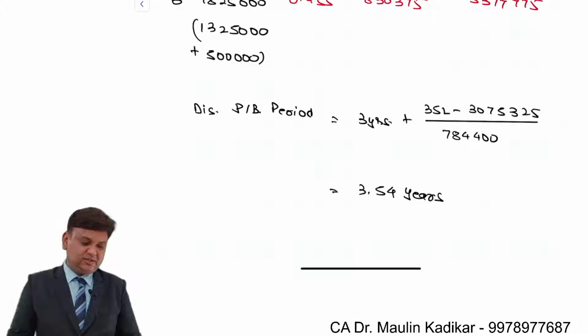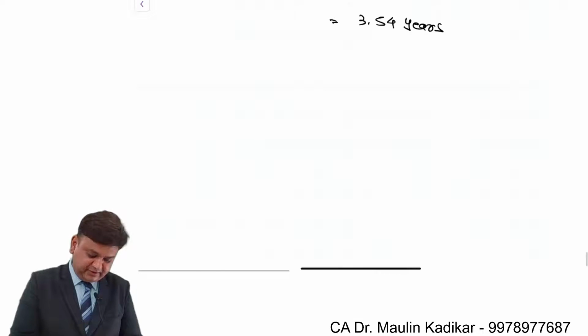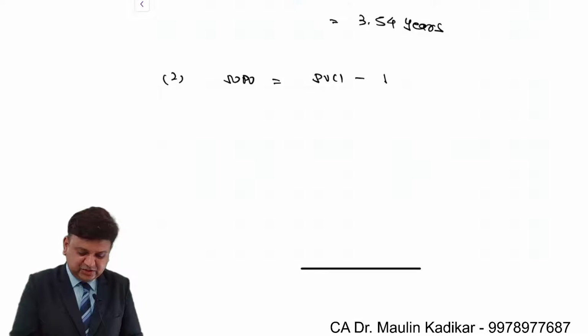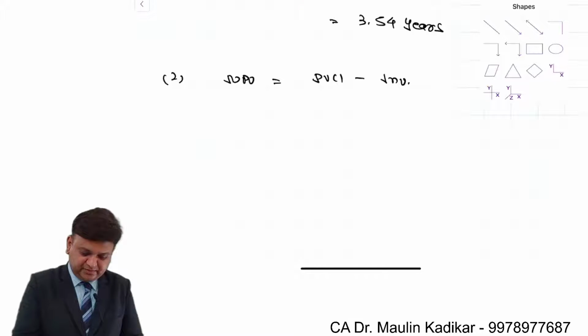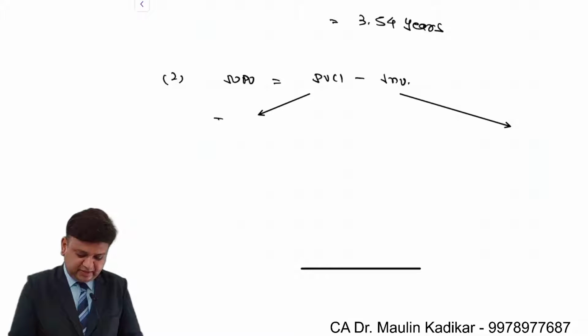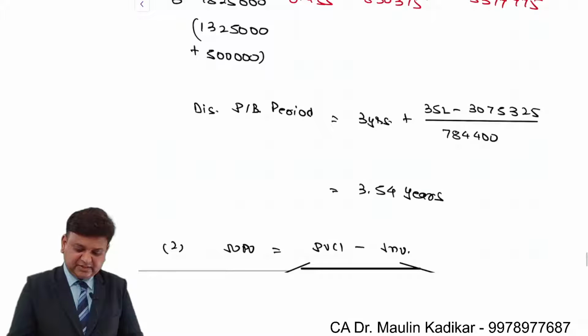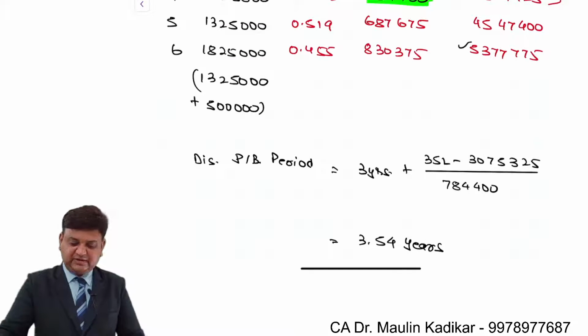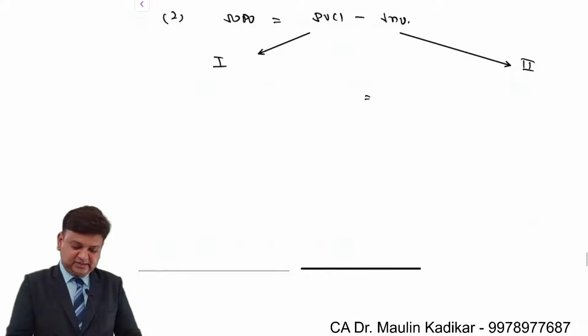Now second question. Second question is calculation of NPV. So NPV can be calculated as present value of the cash inflow minus investment. We are required to find it for both the projects, for option number 1 and for option number 2. For second option, we understand this is the present value of the cash inflow, 53,77,775, and investment is 35 lakhs.